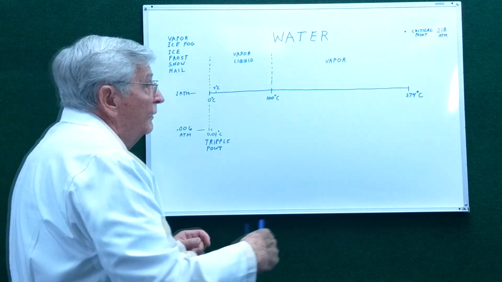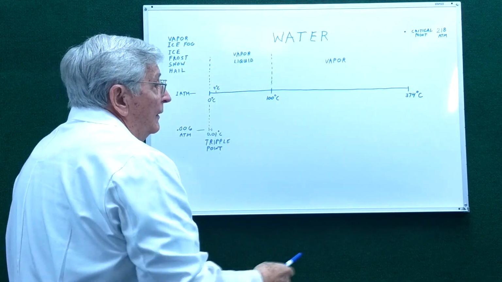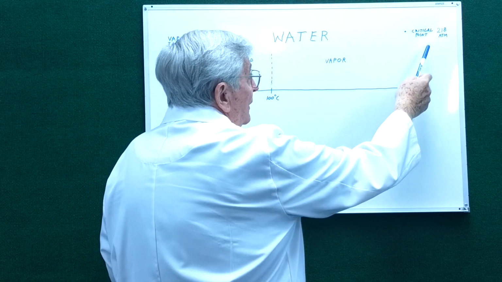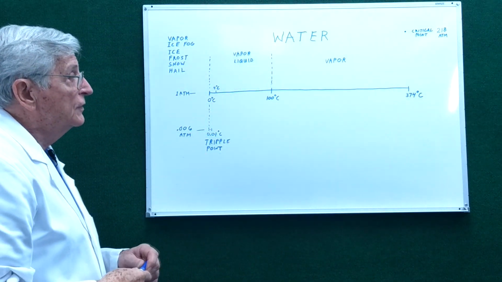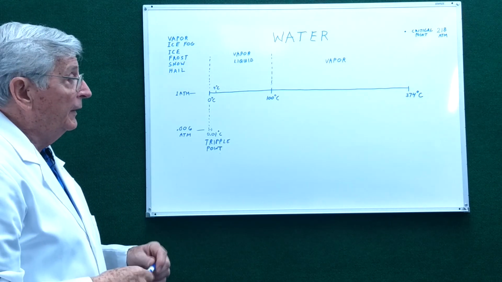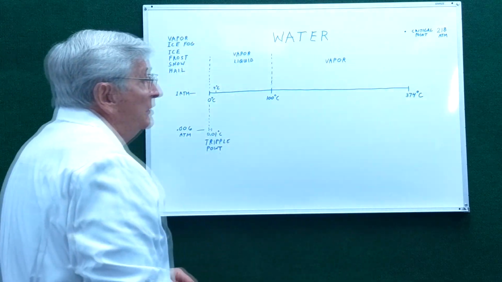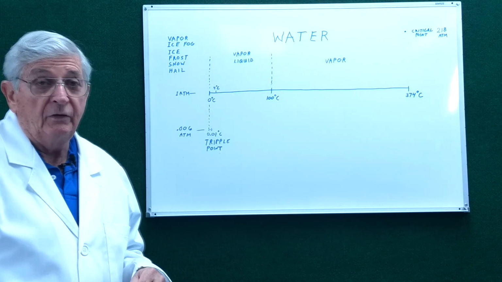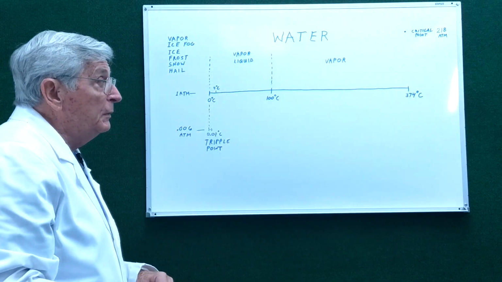So there's another interesting point here. This is called the critical point. And at this temperature, 374 degrees C, and at 218 atmospheres, water can exist as a vapor and a liquid at the same time. And that's the area of superheated steam. And most of our electrical power generated on Earth happens up in this region with steam turbines.